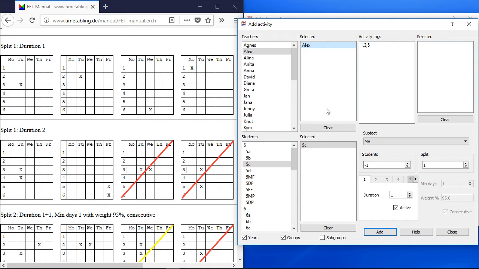Let's have a look at how an activity will be placed if it isn't split and the duration is 1. Of course there will be only one time slot used, at a random day and hour. So the result might look like one of the examples.